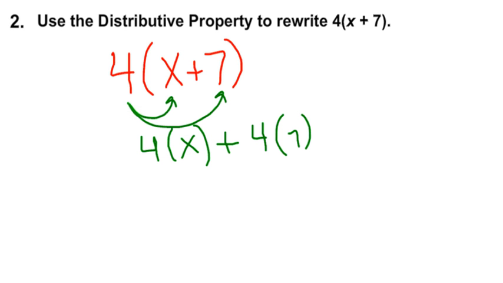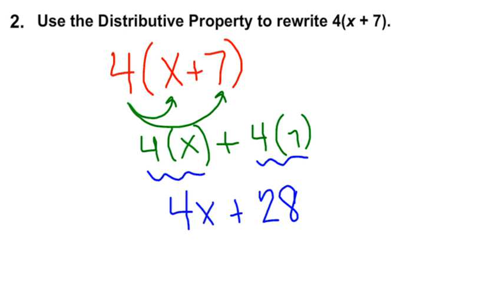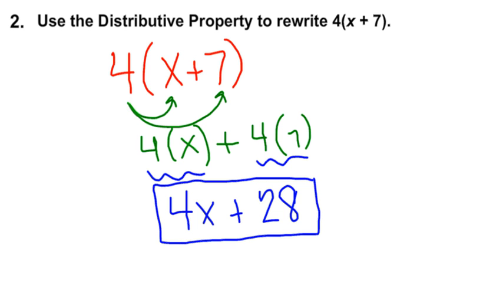So now we have our expression that we can now multiply. 4 times x is 4x, the operation is plus, and 4 times 7 is 28. Now this is the expression simplified because I cannot combine variables and numbers. So it's just left as 4x plus 28.